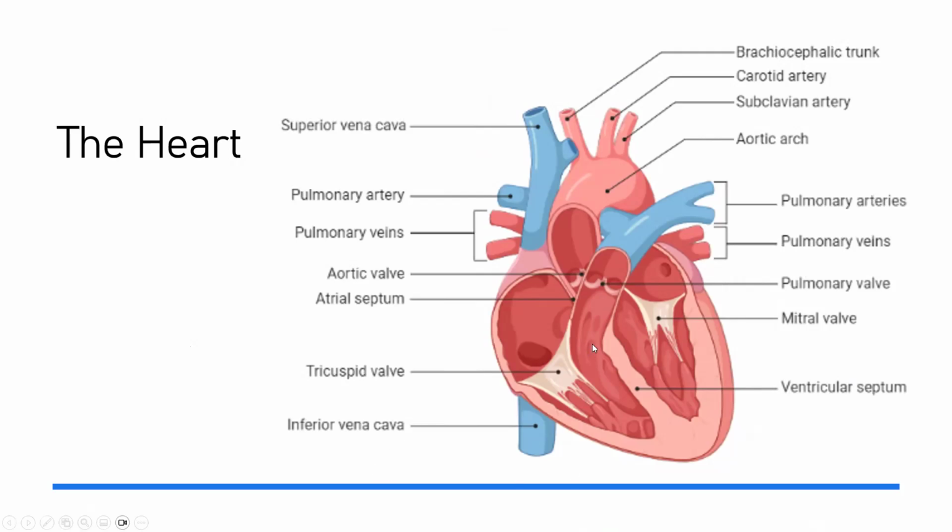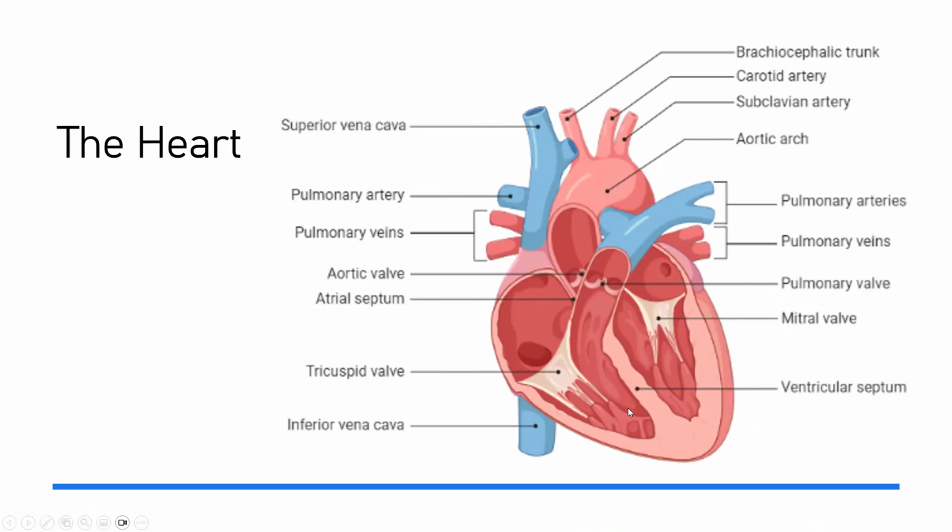Then we have a valve that leads to the aorta, called the aortic valve. Go figure. And another valve that leads here towards the pulmonary arteries called the pulmonary valve.